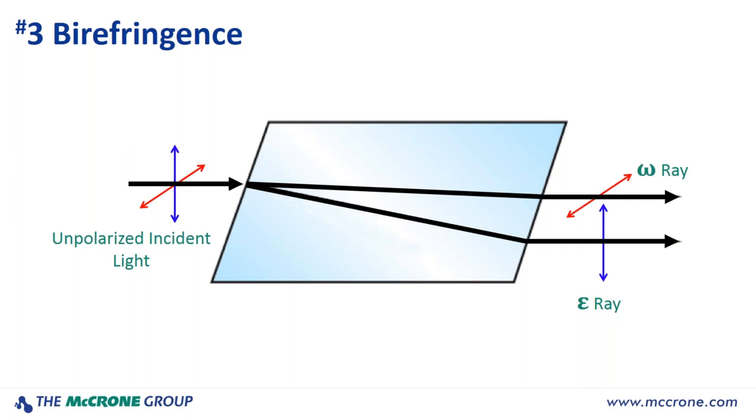So on the far left, I have unpolarized light coming through this calcite crystal. As it passes through the crystal, you can see the light broken up into the 2 components that make it up. This is how we look at crystals and determine all these different characteristics.